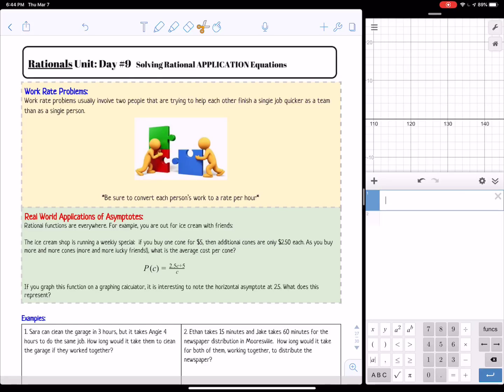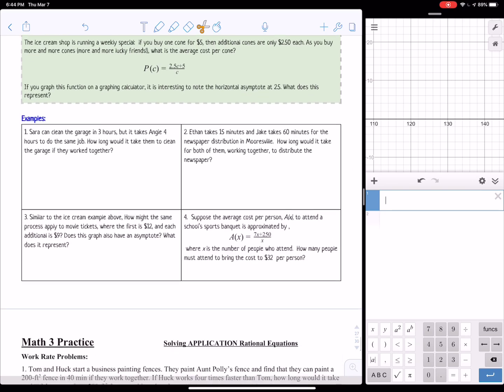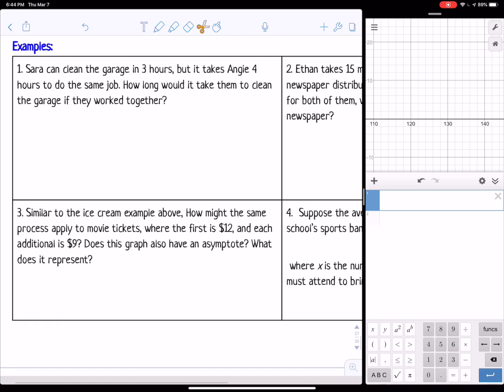Let's look at some rational applications. There are two main types we're going to look at in this video. There's what we call work rate problems. This is when you have two people that are working together, but they work at different rates, and you're trying to figure out how long it takes them to do a job together. So let's take a look at two examples of work rate problems.